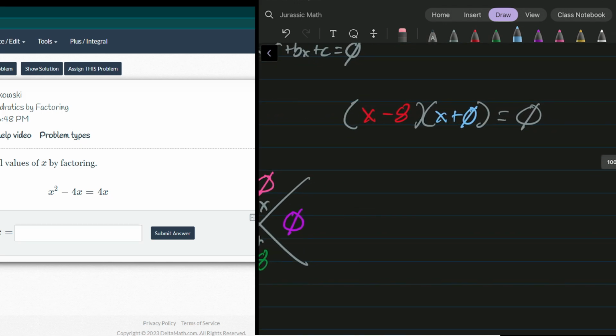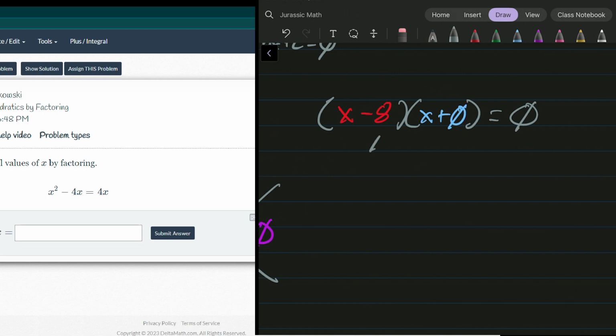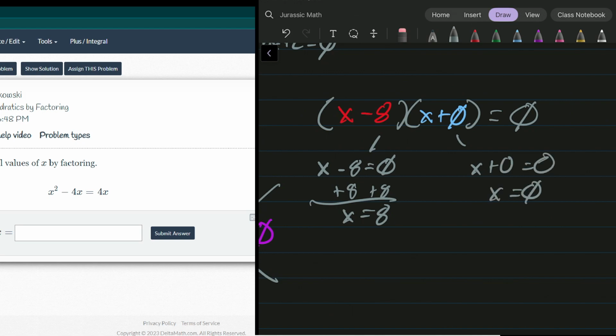From here, all we do is we split this. Well, one answer is x minus 8 equals 0, which means we add 8. x equals 8. And the other one, x plus 0 equals 0, which just means x equals 0. So there's our two answers, 8 and 0.